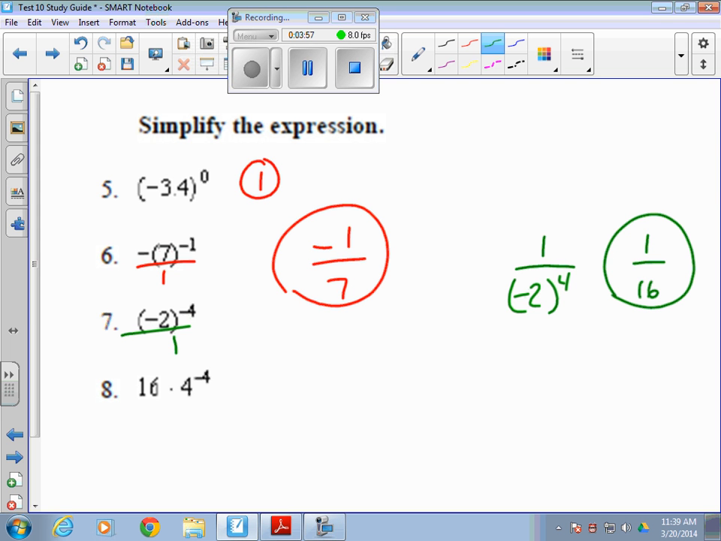16 times 4 to the negative fourth power. Before you multiply, you have to take care of exponents. Please Excuse My Dear Aunt Sally. So 4 to the negative 4 power is going to ride the elevator and go down. It's going to become 16 over 1 times 1 over 4 now to the positive fourth power. 4 times 4 is 16, times 4 is 64.